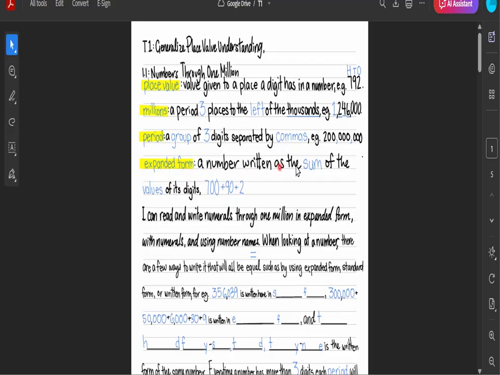Expanded form is a number written as the sum of the values in its digits. For example, here again, our fancy number 792, but this time we broke it apart into 700 plus 90 plus 2. And you saw earlier in the other example, we could have done 790 plus 2, or we could have done another variation as long as all of the digits add up to the same number.